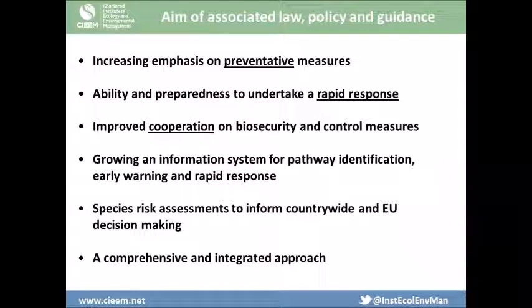Following the procedures that are occurring, certainly at countrywide, national and EU levels, risk assessments are really important, and we should be thinking of applying these at the site level. So what are the actual risks associated with the animal or the plant that you've encountered, and making decisions appropriately? All of this will lead you to a comprehensive and integrated approach, which at the end of the day means you're much more likely to be able to deal with the problem, and certainly to make sure that you've discharged your responsibilities as best as you can.